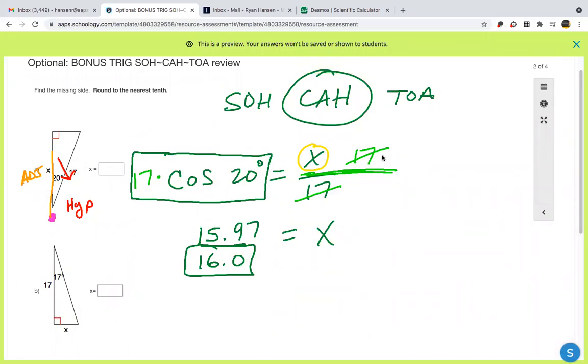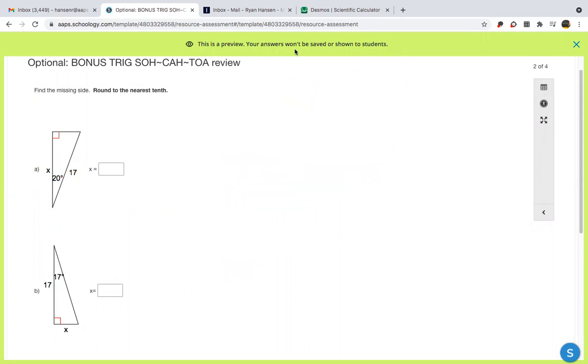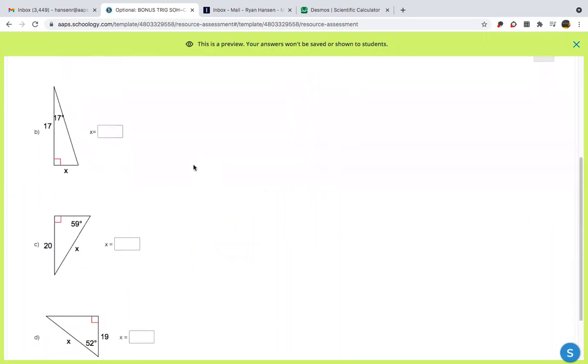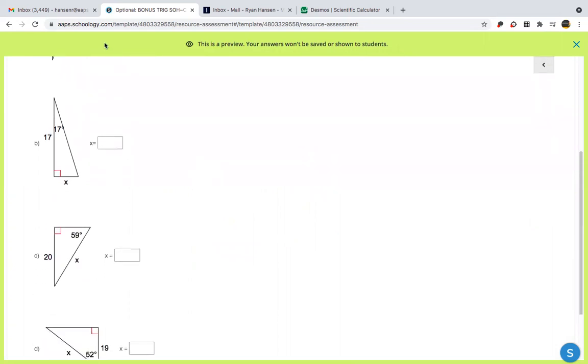Okay, I'm going to erase this so that the screen is not cluttered. If you need to see it again, you can certainly rewind. The beauty of YouTube. So let's get a clean slate here, and let's look at part B. Okay, part B says we have a right triangle. That's a good thing. We have an acute reference angle, 17 degrees. Okay, that's this corner here.